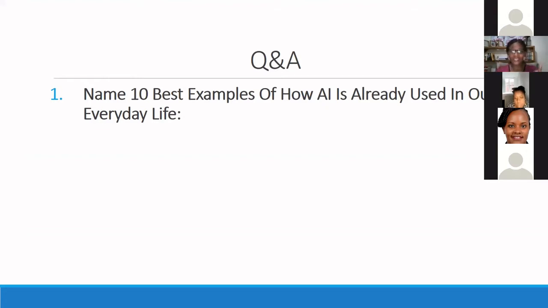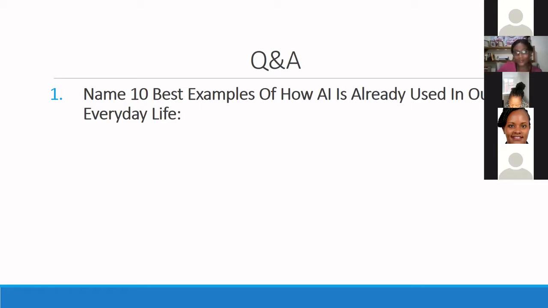Yes, I see language translators. If you use Google and you say habari yako, translate into English, that is artificial intelligence. I'm seeing what else? There are so many examples, guys. Don't overthink it.